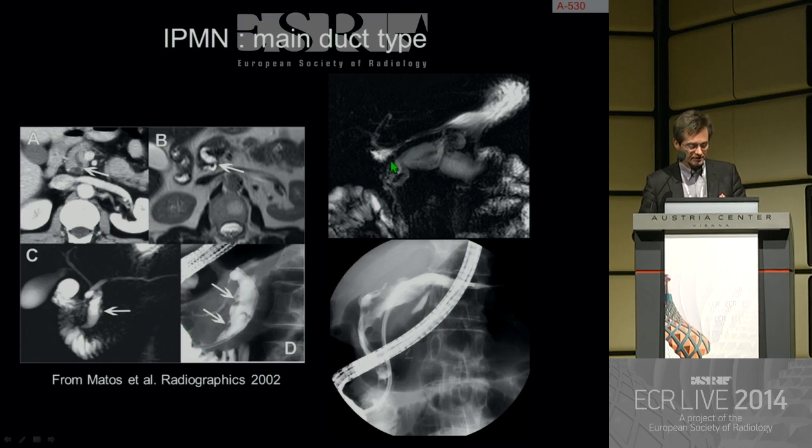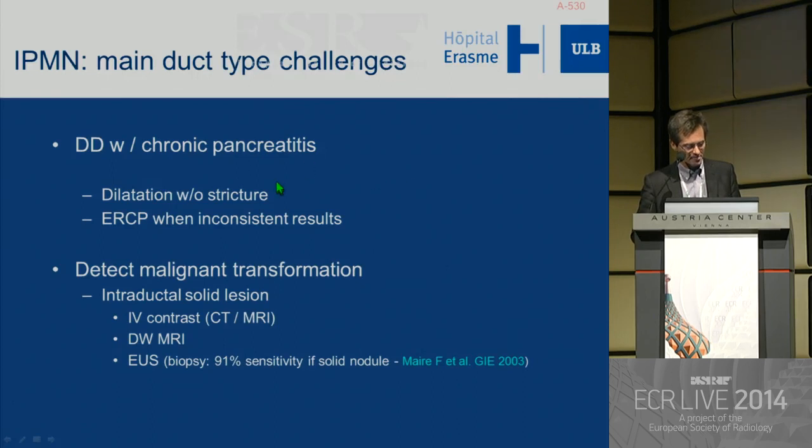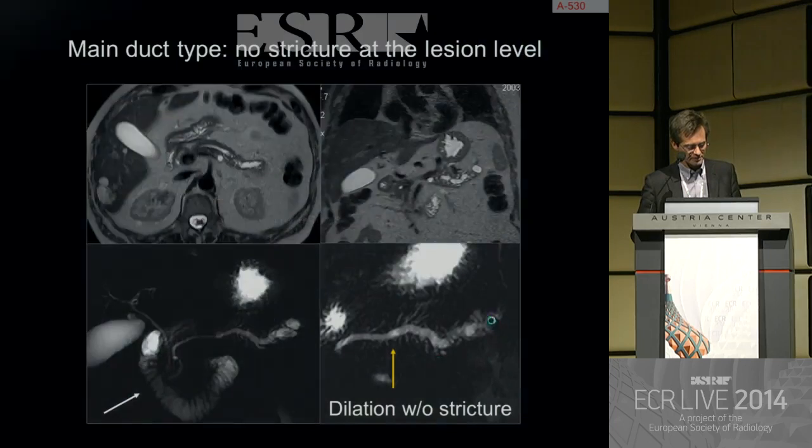Just another example that emphasizes the fact that you have no stricture, you have a huge dilatation of the duct, and suddenly you have a discrepancy with the downstream duct, but without any stricture explaining this huge dilatation, since the disease is inside the duct. And when you have a huge amount of mucin content, at ERCP it's quite difficult to assess the complete extent of the lesions themselves. So the main duct type challenges are the differential diagnosis with chronic pancreatitis and to detect malignant transformation. And for this, probably the best technique is endoscopic ultrasound with guided biopsy, 91% sensitivity in this specific study if a solid nodule is present.